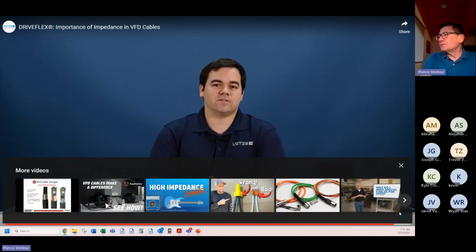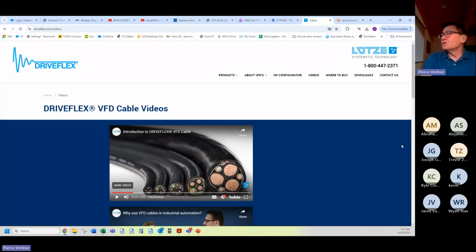Whether you are adding a drive to an existing application or retrofitting a motor to have a VFD attached, don't forget the cable. Make sure to specify a cable with high impedance and low capacitance. Now let's look at the capacitance side of the question.